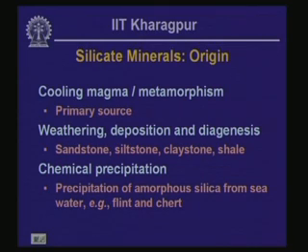And the third source of silicate minerals is chemical precipitation. Precipitation of amorphous silica from seawater is the mechanism responsible for the formation of flint and chert type of minerals. Okay, so basically you could get silicate rocks formed out of cooling of magma or metamorphism, or from weathering and consequent alteration of the chemical characteristics of the original silicate mineral, and also you could get silicate rocks formed out of chemical precipitation, as in case of flint and chert.